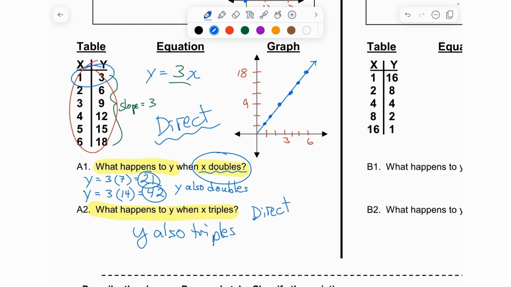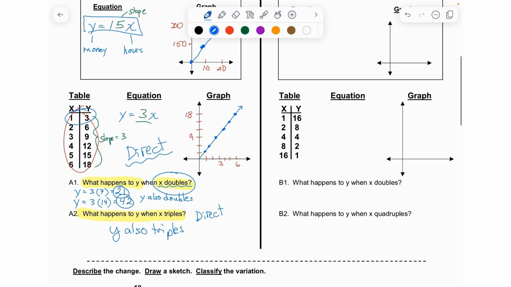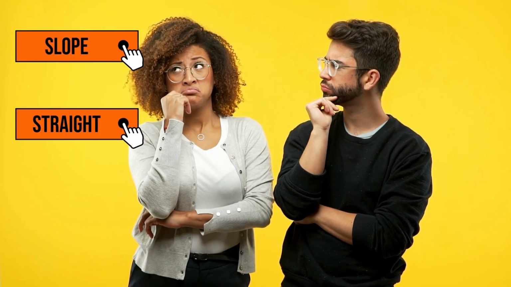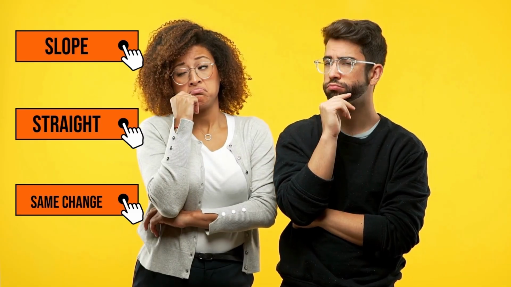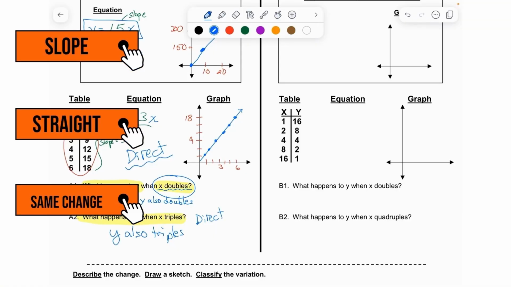Now pause for a second. I just want you to reflect. What does it mean to be direct variation? What are some things that you're thinking? There's a slope, right? There's going to be a straight line. And yeah, the change that's going to occur is going to be the same.